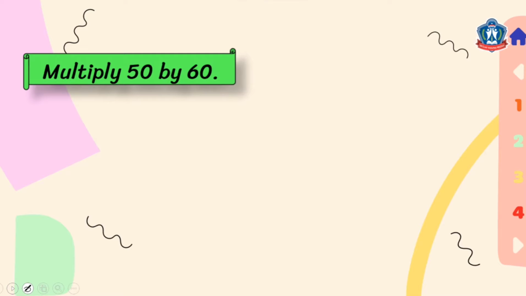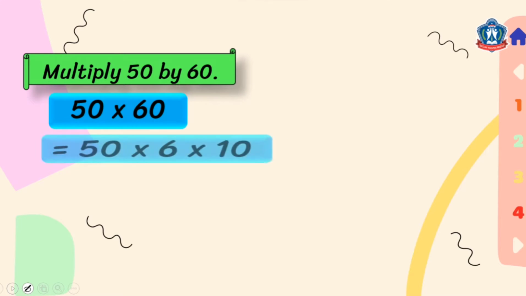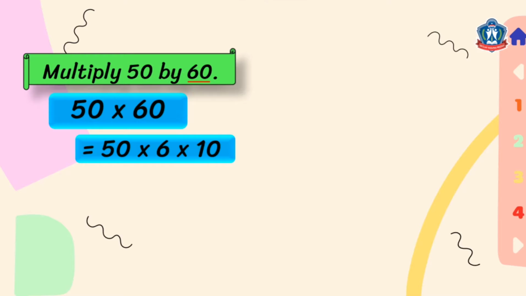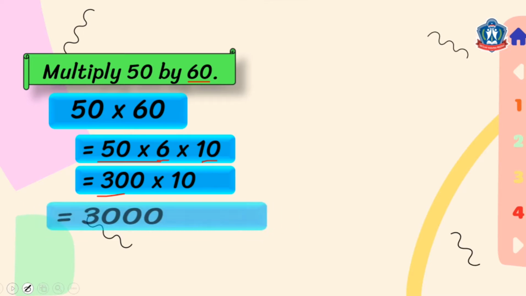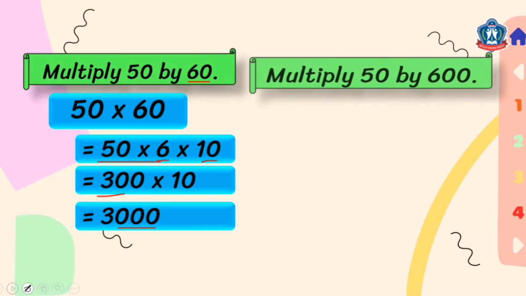Another one. Multiply 50 by 60. 60 can be broken down into 6 and 10 because 6 times 10 is equal to 60. So let's multiply first 50 times 6. It will give us 300, and let's multiply by 10. So it gives us the product of 3,000. So what happened to our product? It has 3 zeros.